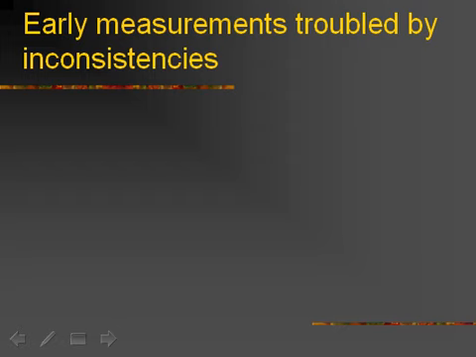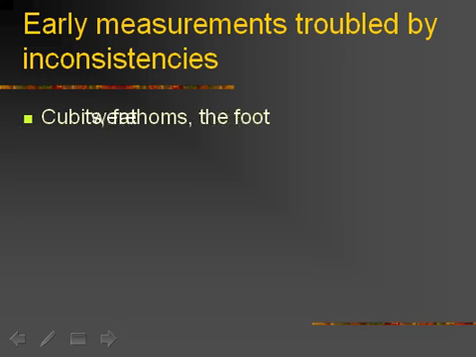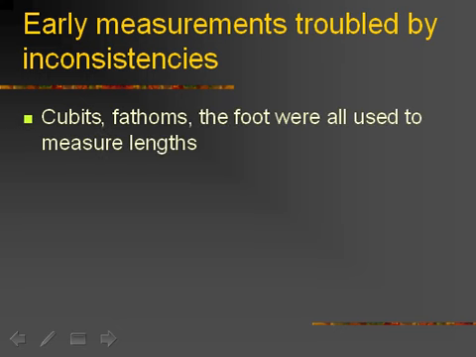So obviously early measurements had problems with being inconsistent. There were essentially, right there, I got 3 different units to measure length. Who knows what a cubit is? Fathom, I think, depth of water. We've all heard of feet.